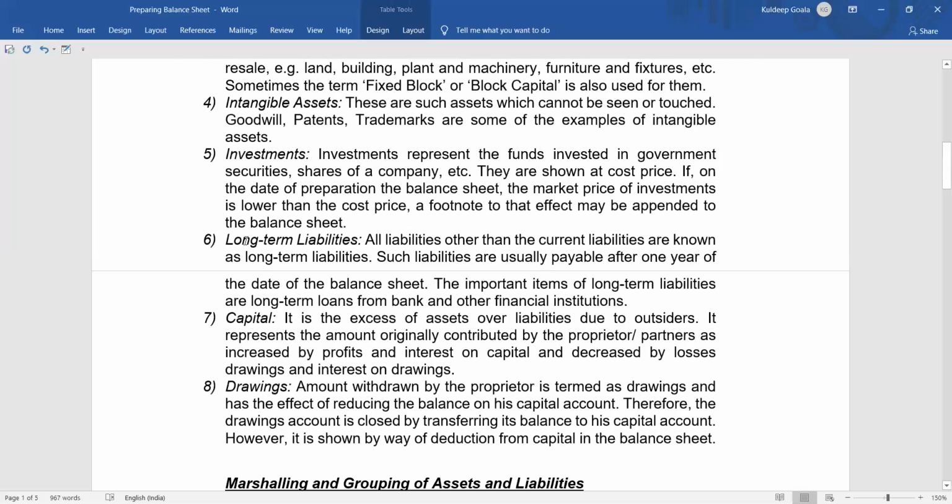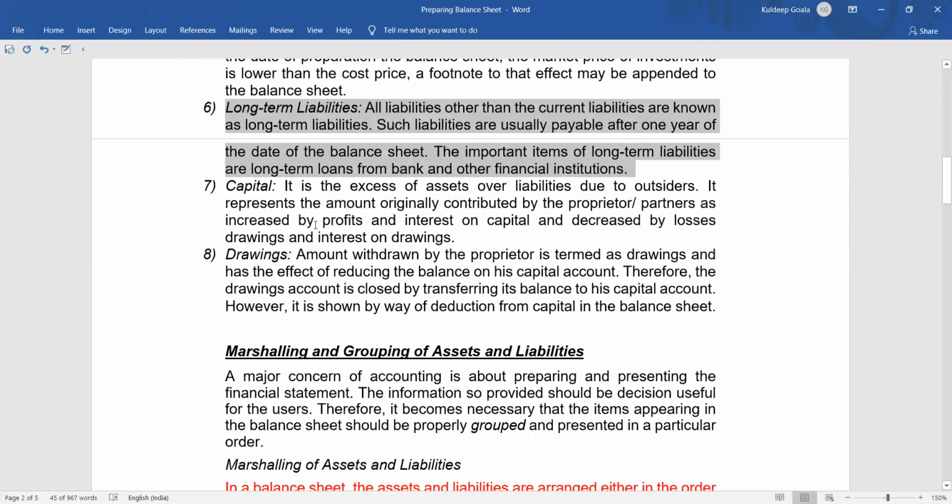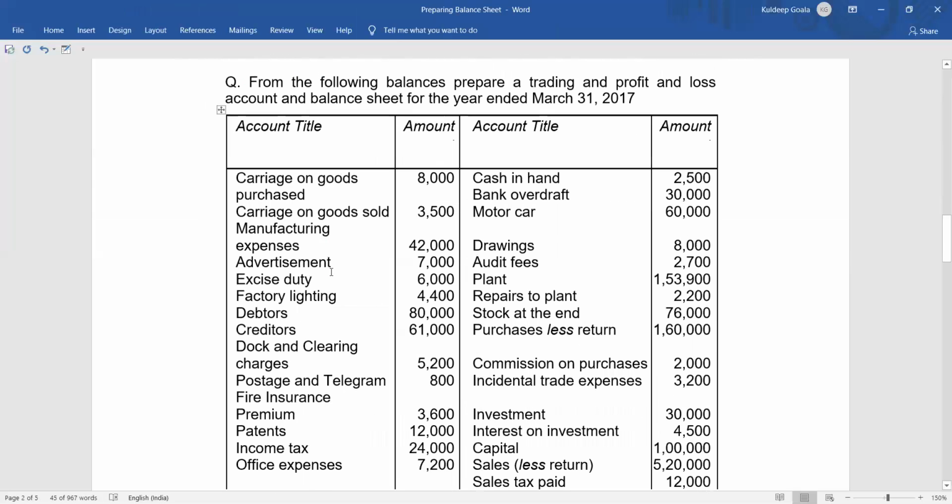Along with that, we have got long-term liabilities. In the long-term liabilities, as I already told you, those liabilities which are having a life of more than 1 year or to be paid after 1 year. Then capital, you all are aware of capital and drawings, so we are not going to discuss that. Now let's take up a question and we'll solve it. So what is given here?